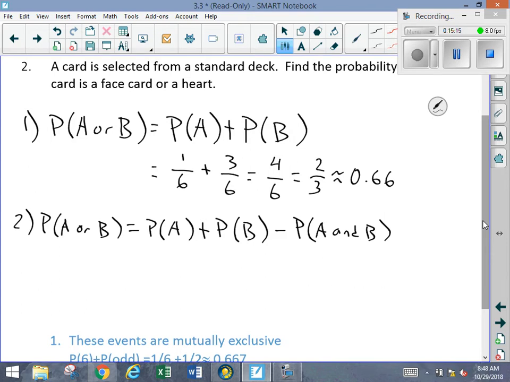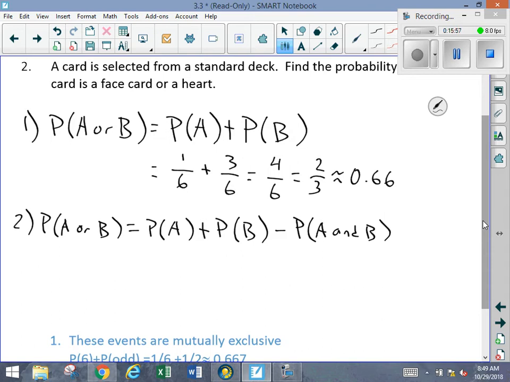When you say the probability of A and B, are you just multiplying them? No. We have to find all of the things that are A and B. So we have to ask, what's the probability that you pull something that is both a face card and a heart? We have to actually think about how many things in the deck are that.